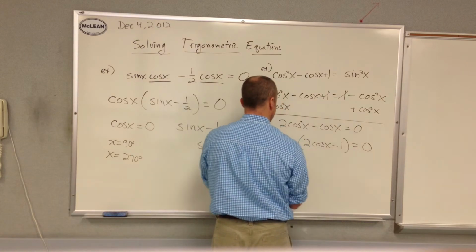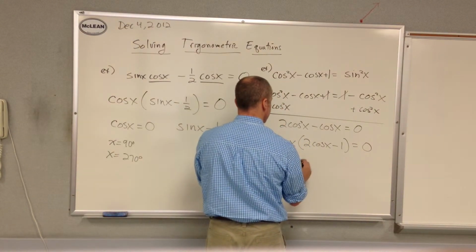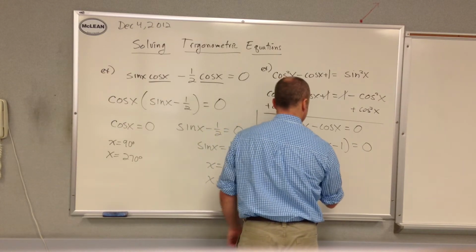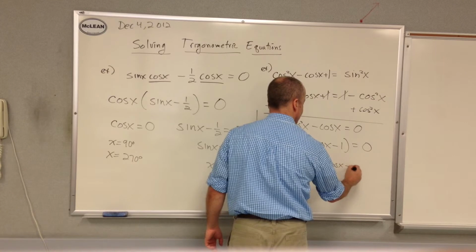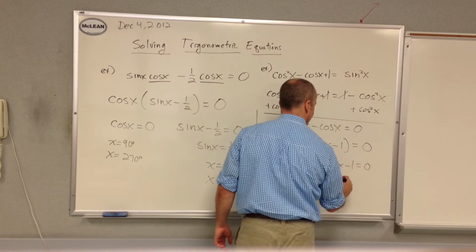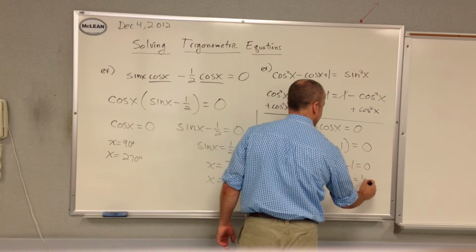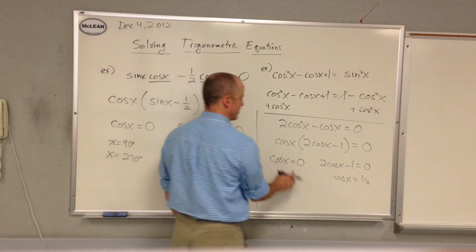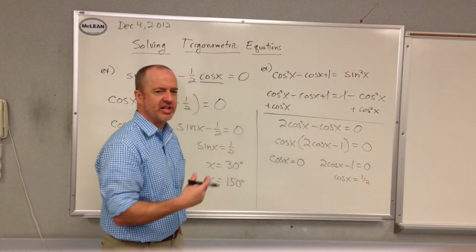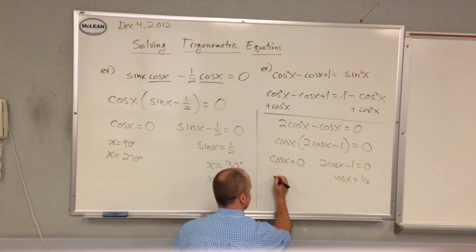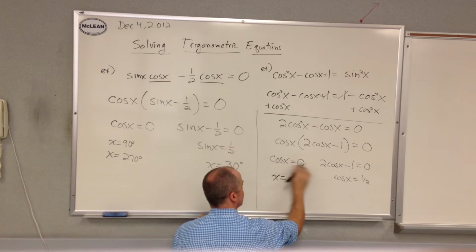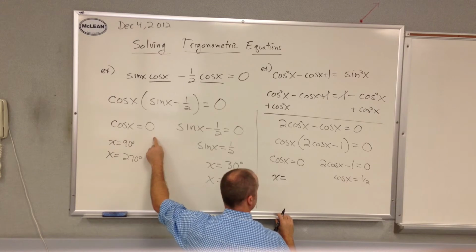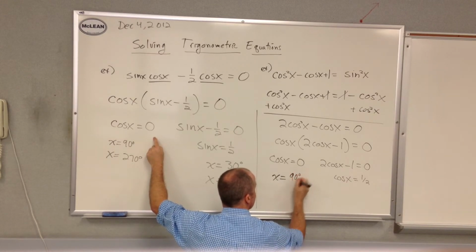Now our two sets of answers are cosine x equals 0, this factor equal to 0. I set the other factor equal to 0, and I get 2 cosine x minus 1 equals 0, which is the same as cosine x equals positive 1/2. Once again, at what angles between 0 and 360 does the cosine equal 0? When is this true, in other words? I know I went a little fast. We already did it over here. Right, it's at 90 and 270. Excellent.